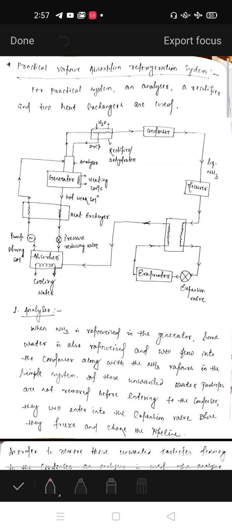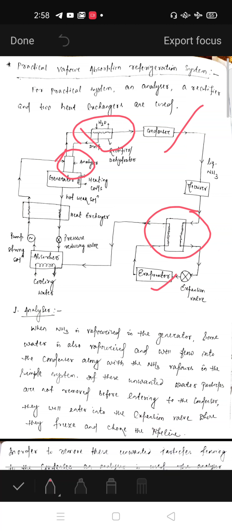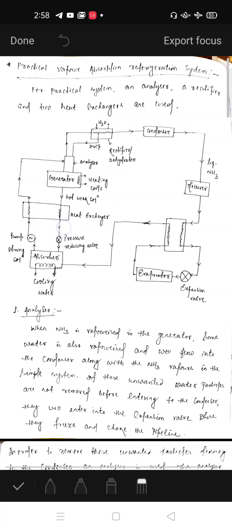So you can see the line diagram of the vapor absorption system. First, let's discuss the function of the analyzer. Let me show you. The analyzer is this one, and this is your rectifier. One heat exchanger is placed between the condenser and evaporator, and another heat exchanger is placed between the absorber and the generator. Clear? So let's see the working of the different components one by one.